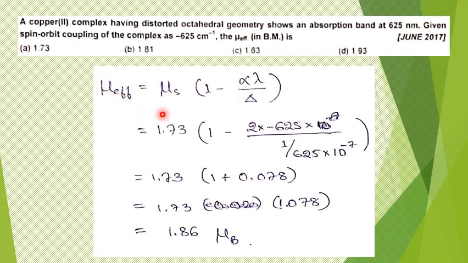We have the formula mu effective equals mu s times (1 minus alpha lambda divided by delta). While explaining, I made a slight mistake: I said lambda should be expressed in centimeters, but no, it should be expressed in centimeter inverse itself. Even while writing, I remember I had just written centimeters, but it should have been centimeter inverse. Very important: this should be in centimeter inverse, and delta should also be in centimeter inverse. The value of alpha depends on the ground state, and for the copper complex in the earlier problem we have seen that the ground state is E, and therefore alpha is 2, right?